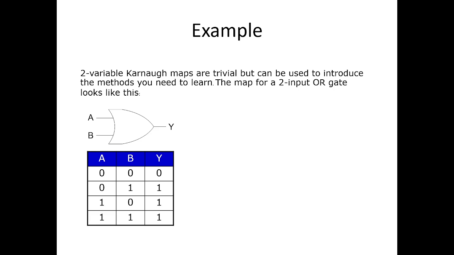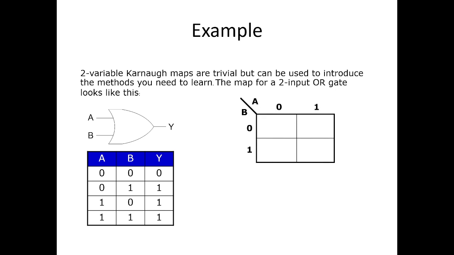Here we have a simple example to draw the 2 variable Karnaugh map. We have the OR gate. In the OR gate truth table, when the input is 0, 0, the output is 0. When the input is 0, 1, 1, 0 and 1, 1, the output is 1. So now we can draw the Y value in the Karnaugh map. The 3 cells are 1.